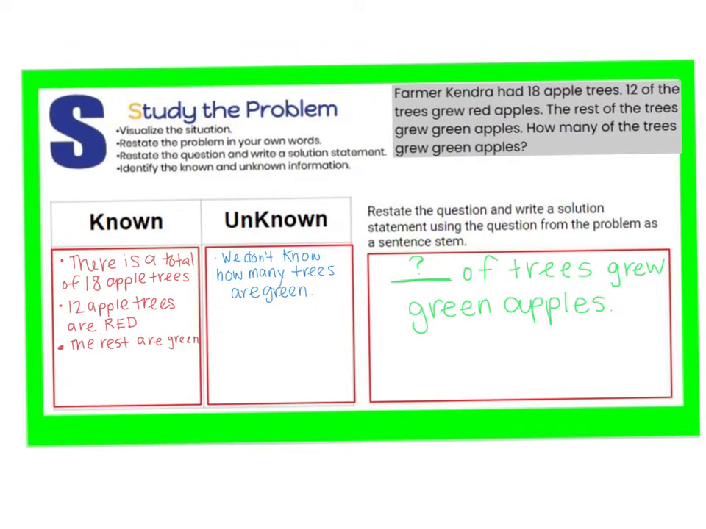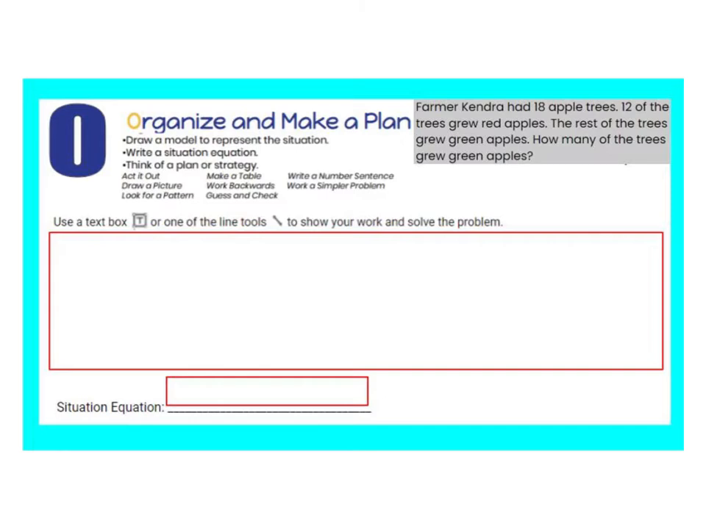Okay, so this is the first step of SOLVE. Now that we know the things that we know, the things that we don't know, and we have our sentence stem, we can go on to step number 2. Step number 2 is organize and make a plan. We can draw a model to represent the situation. We're going to write a situation equation, and then think of a plan or a strategy to solve our problem.